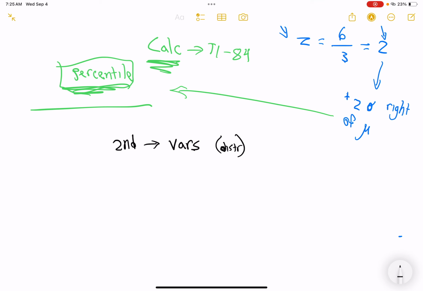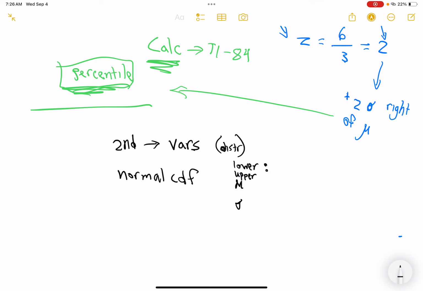So if you do second vars, you'll see the first thing under distribution, top left, is normal PDF, and then normal CDF is the second one. So the second thing you want to do is pick normal CDF. And we'll talk about what all these mean soon. Once you click enter on normal CDF, you should see lower, upper, the sign for mean, and then the sign for standard deviation, and then paste. So you'll see lower, upper, mean, and standard deviation.